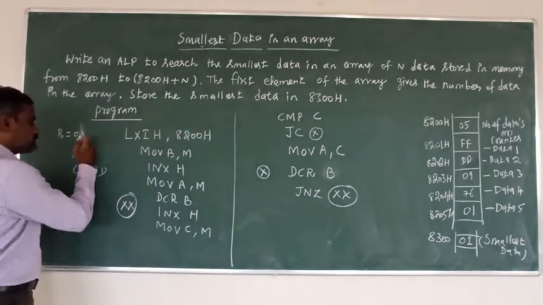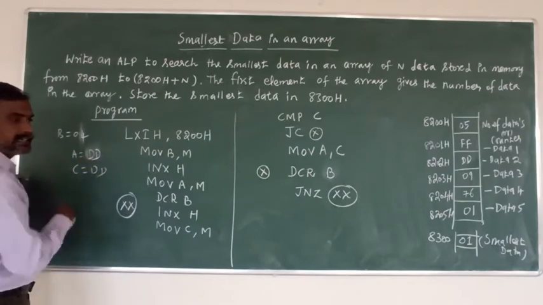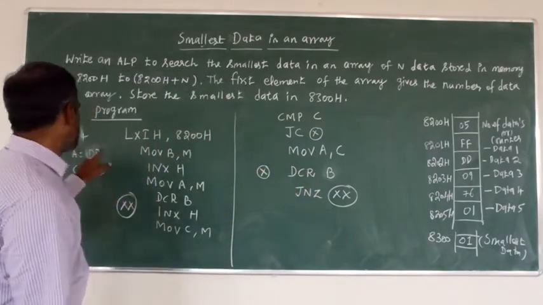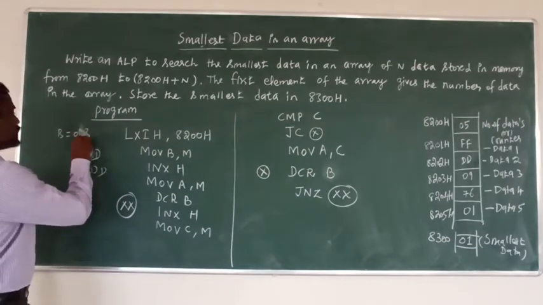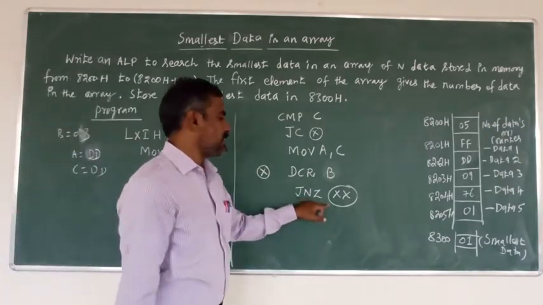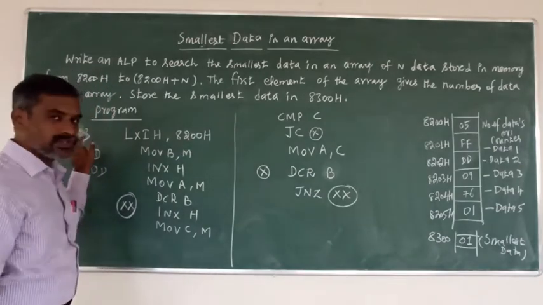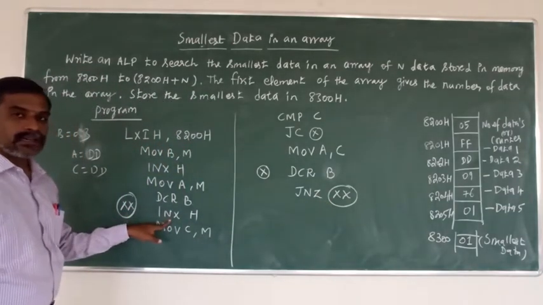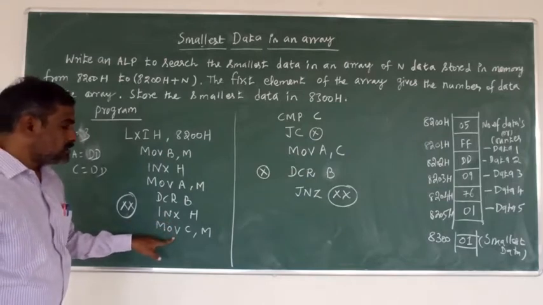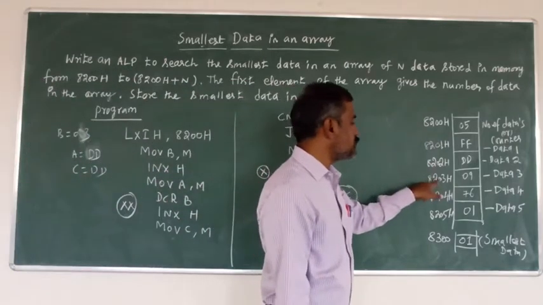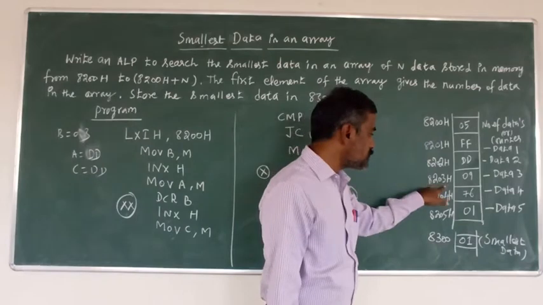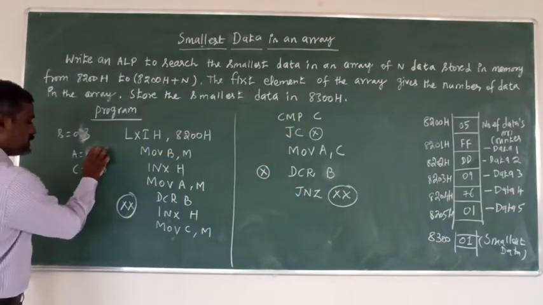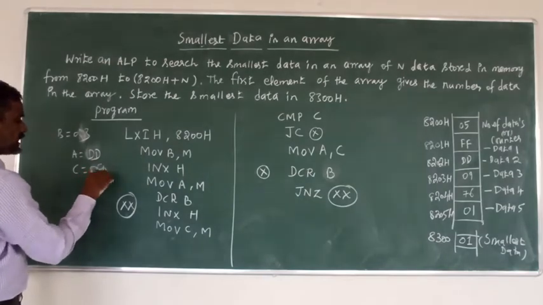After that, decrement B register. Now B equals 03. And check whether it is 0 or not. Not 0 means jump to this address location, increment the memory. Now memory will be 8203. The 8203 address location data is moved to the C register. Now C equals 09.